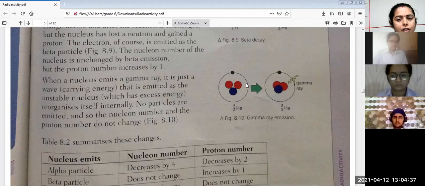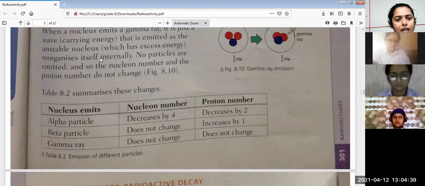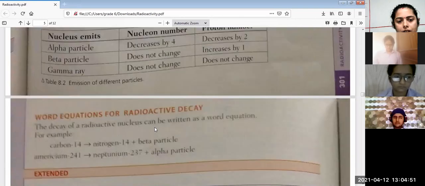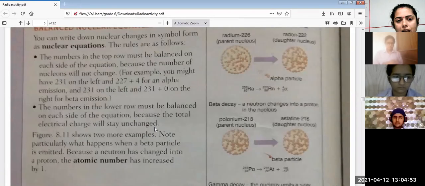Okay. Now after that you will be having the table for this as well. In alpha particle, how much decrease in the nuclear number, how much decrease or increase, fine, all that. So you must go with all these tables. Let's move on. This is balancing. I have just done the balancing with you.